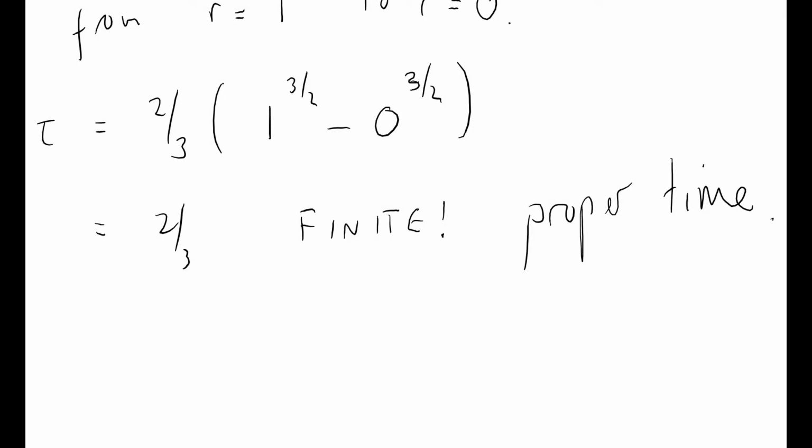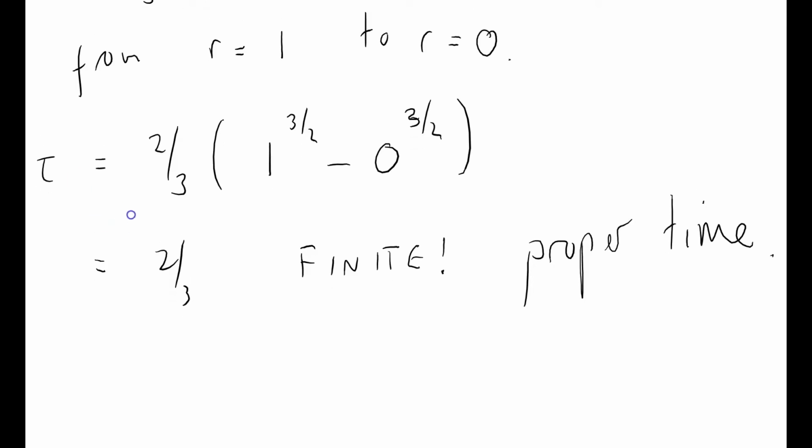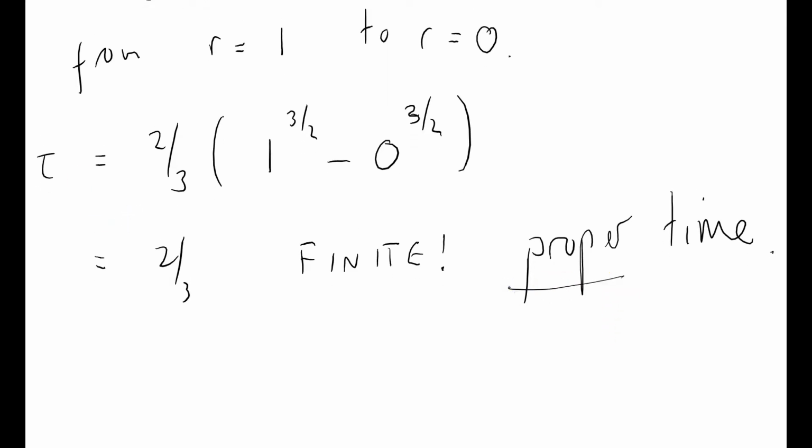General relativity, step by step. Last time I spent some time looking at how much proper time, how much wristwatch time, an object takes to fall from a finite radius down to r equals 1 or indeed r equals 0, and we showed that that was finite.